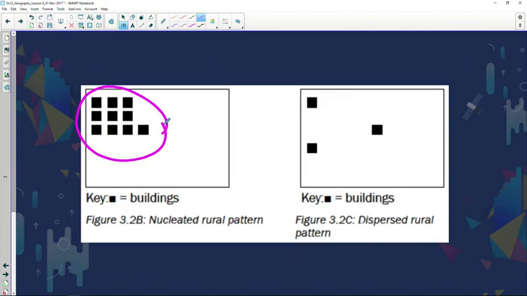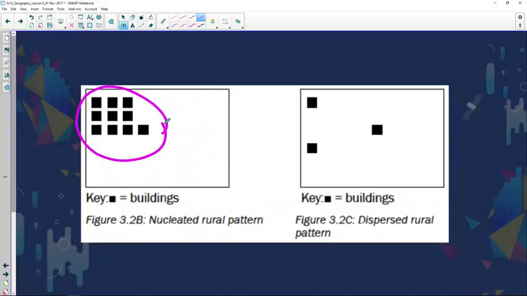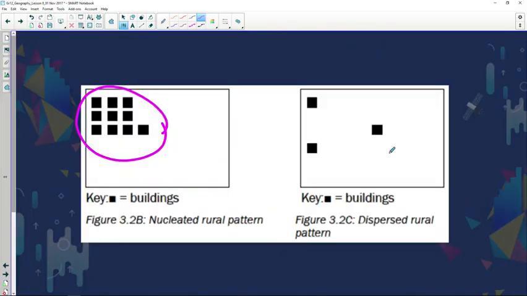Now, there's a couple of reasons why some rural settlements are nucleated and some rural settlements are dispersed. If you look at nucleated rural patterns, many farmers these days do it for safety concerns. Because obviously sometimes it's not as safe on the farms anymore, so the farmers rather live closer to one another. And if you look at the dispersed patterns, the reason why the farmers live far from each other is because they have sufficient water and fertile land.